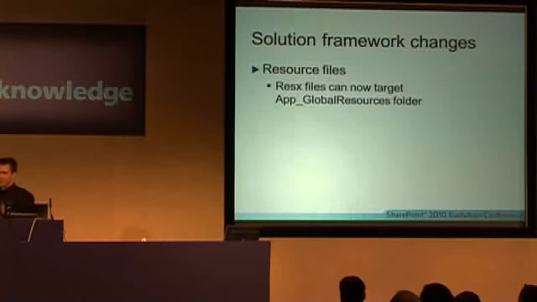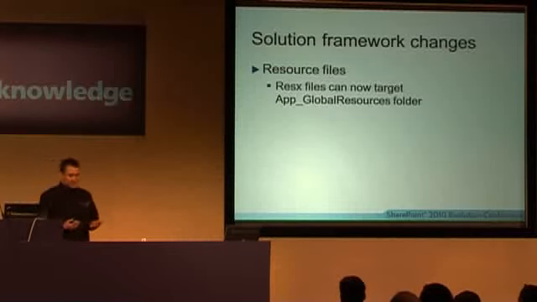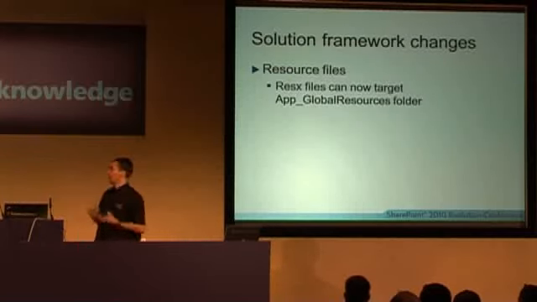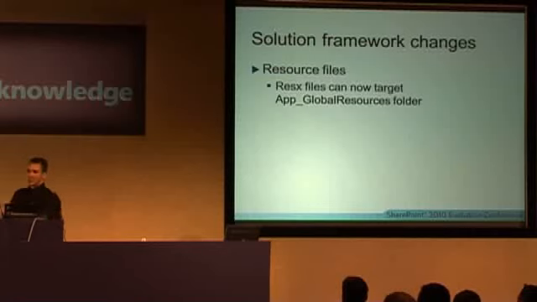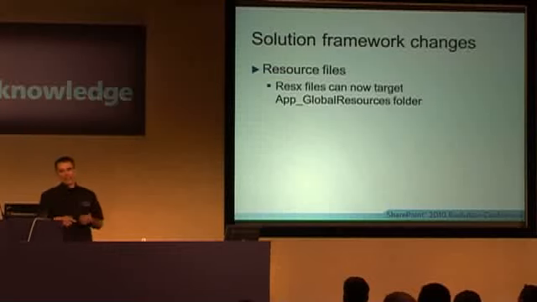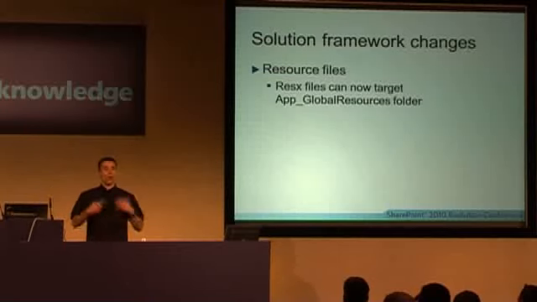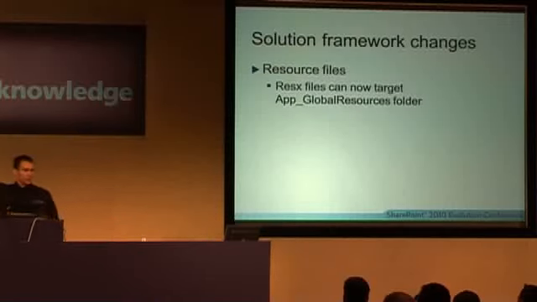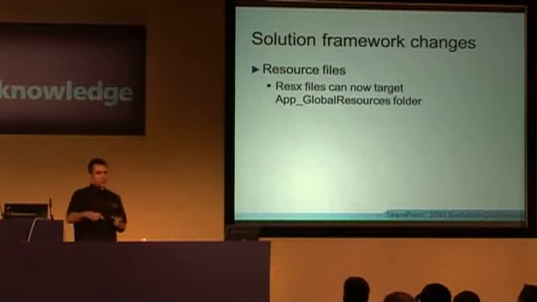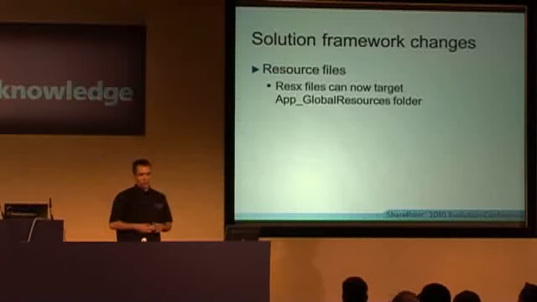First one is resource files. This is only really relevant if you're building international localized solutions, but there is something interesting about it. You can do resx files for all your translation strings, and they can now go into the app global resources folder. Now, app global resources lives under your web root, not the SharePoint root. So typically it might be inetpub, wwwroot, virtual directories, whatever. And basically by marking the file in Visual Studio, there's a drop down of the deployment type. You can say it's a global resource. It can be deployed there.